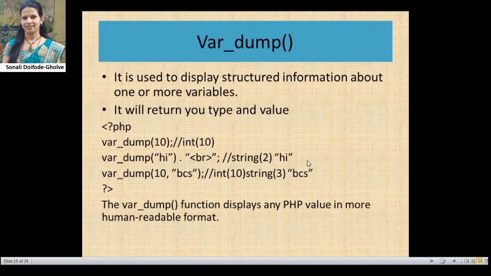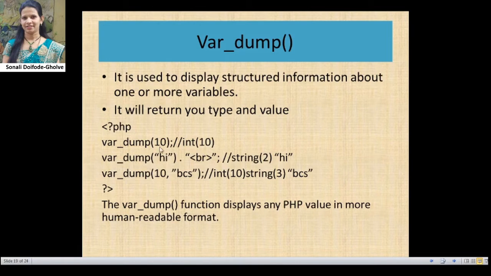The next type of function is var_dump. It will display detailed information about your string or arguments. It is used to display structured information about one or more variables. It returns a type and value when we use this function. See here in an example, var_dump of 10. It will return this value as integer type, so type also and value also.